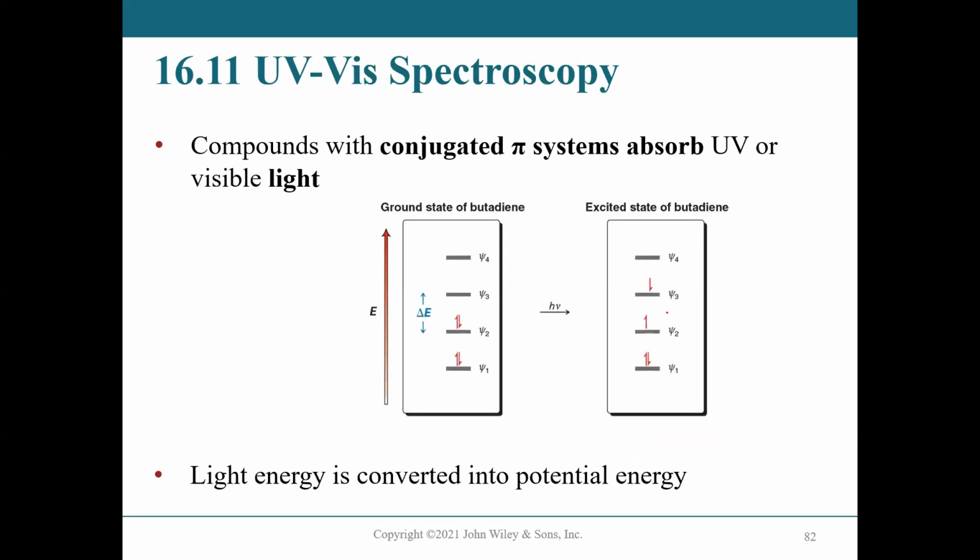All right, so compounds with a conjugated pi system absorb UV or visible light. And we all know what happens. Here would be our HOMO, here would be our LUMO, and we're moving that electron up. Now this is our new HOMO. This would be our new LUMO.